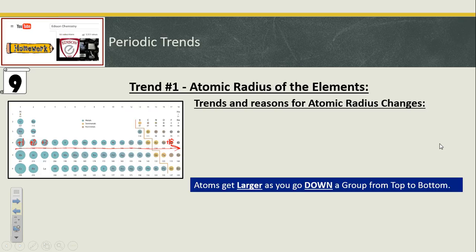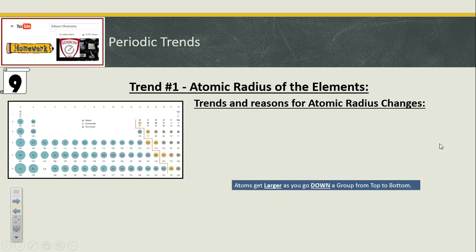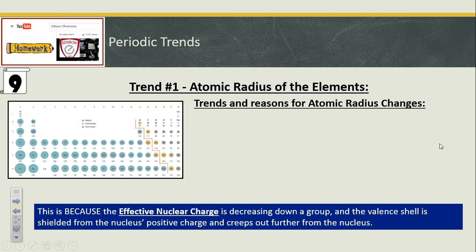Well, we probably have to explain the trend down the group as well. This is because they get bigger and bigger as we go down because we have more and more shells of electrons and more kernel electrons in between the nucleus and the valence shell. So they get bigger from top to bottom, obvious to see there, because the valence shell is shielded from the nucleus's positive charge and creeps out further from the nucleus.